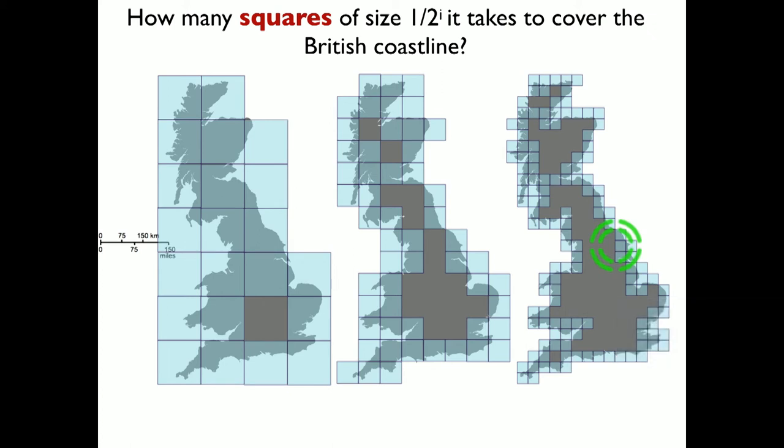Okay, so here we're basically having the number of squares, and then the size of the squares is basically the size of one side, and we get, again, the dimension equal to 1.25.